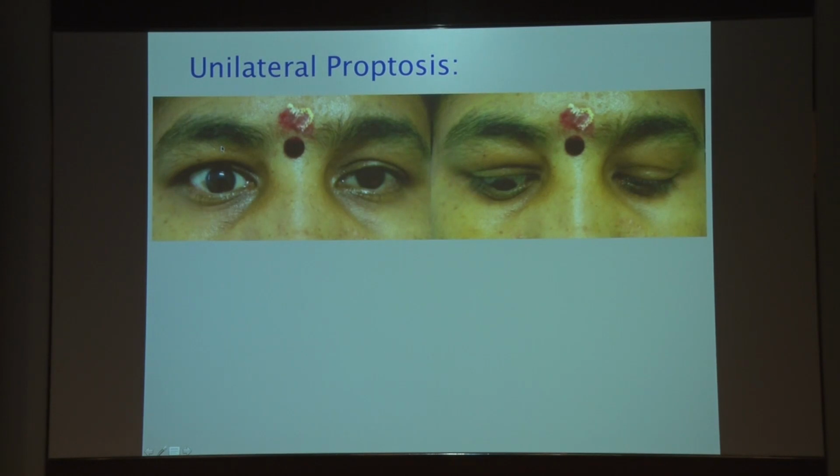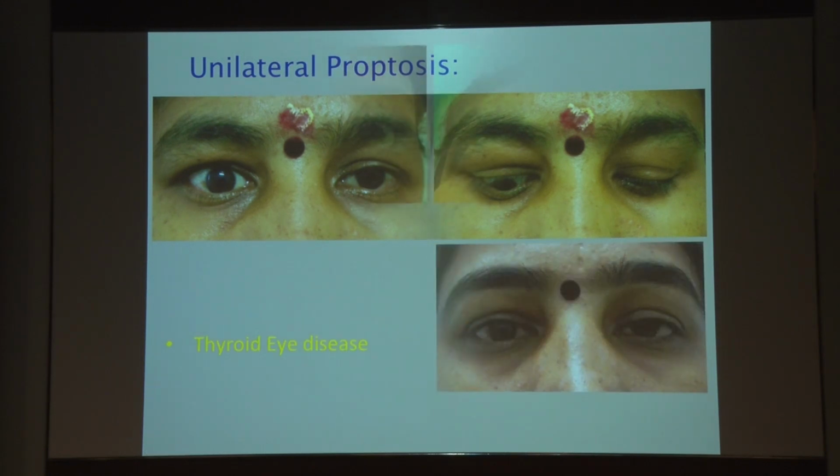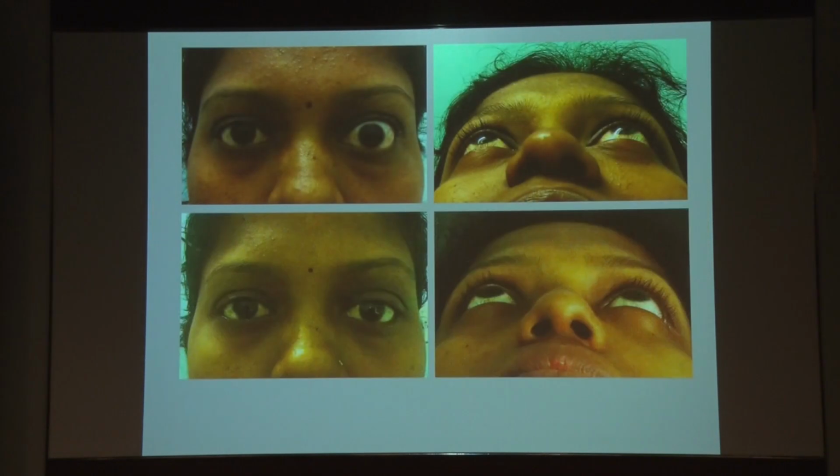So now this is a unilateral proptosis with an eyelid sign. The previous people had ptosis. This one doesn't have ptosis. She has eyelid retraction and lid lag. So, yes, thyroid eye disease, and that's post-steroid. Again, similarly here, thyroid eye disease.